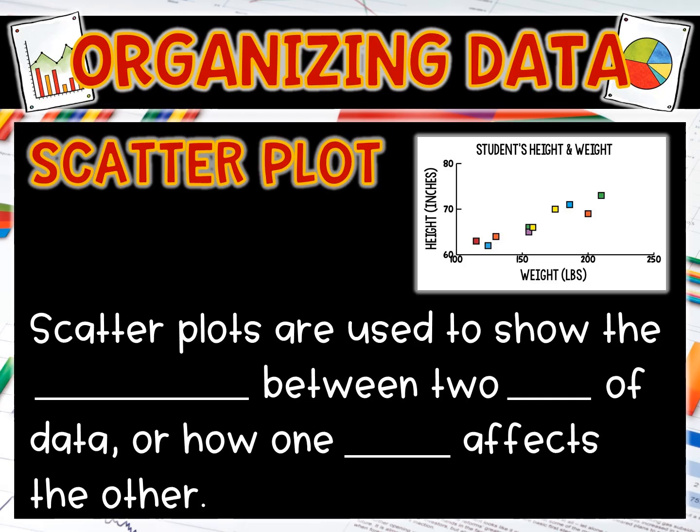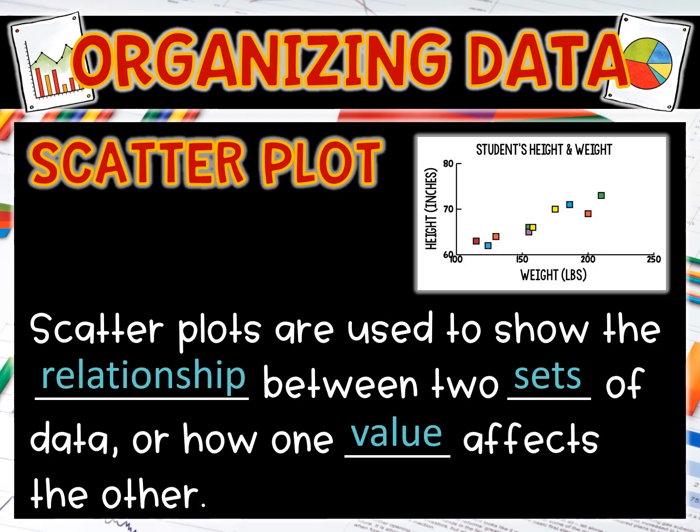We have a scatter plot. These we'll see in BrainPOP Science sometimes. They use a lot of scatter plots, and they are used to show the relationship between two sets of data, or how one value affects the other. Like if we're looking here at students' height and weight, we're seeing how their height and weight affect one another. Is there a correlation, something that connects them?